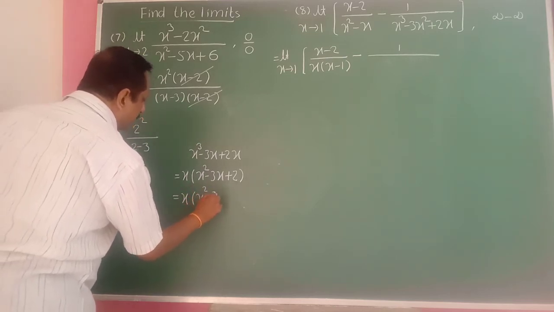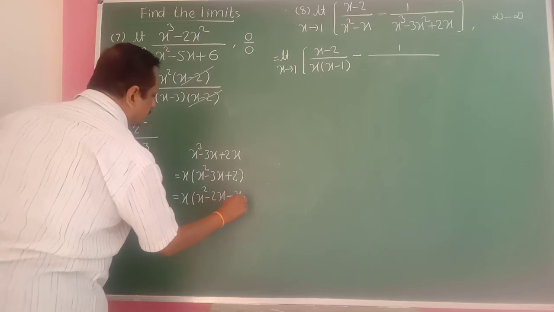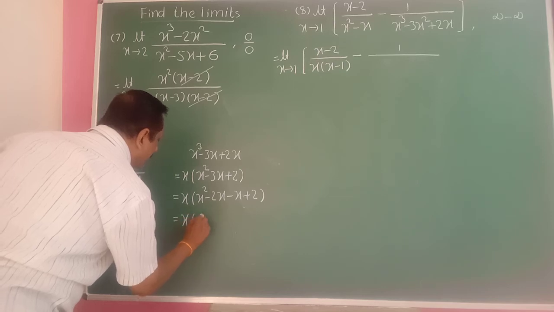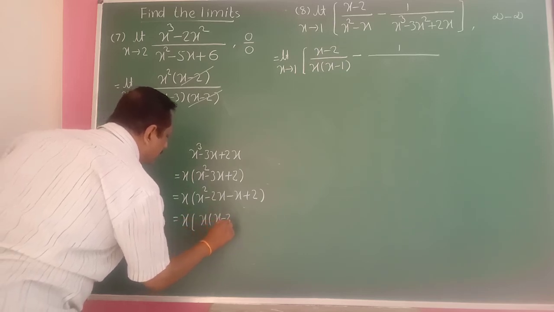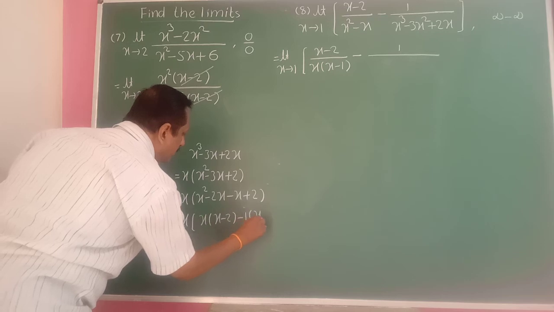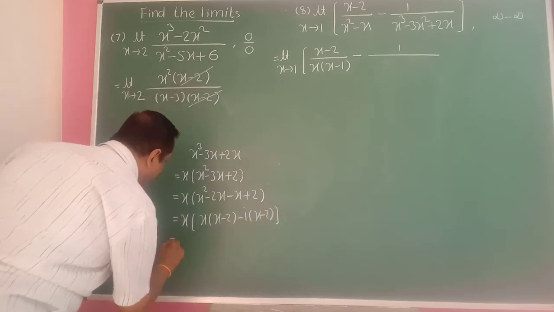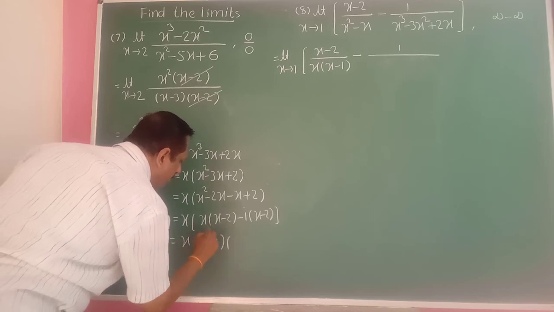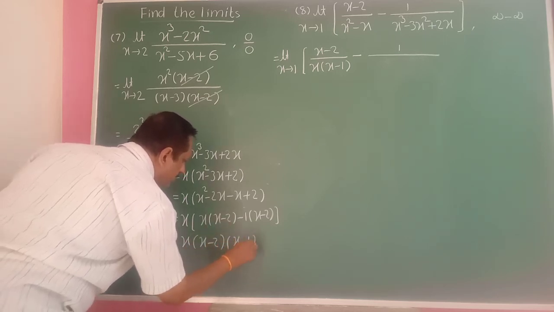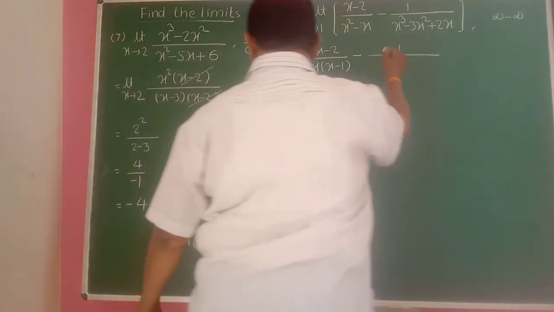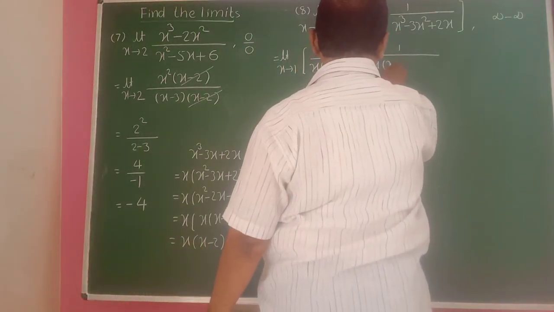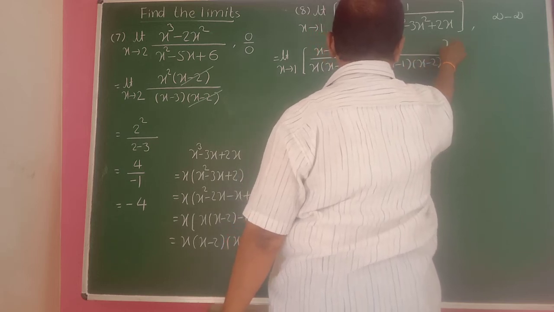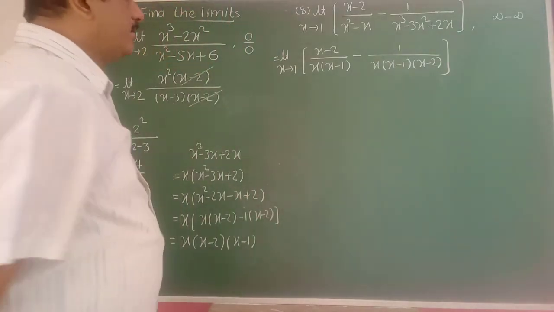x square minus 2x minus x plus 2. Therefore x into bracket x into x minus 2 minus 1 into x minus 2. Therefore x minus 2 common, into x minus 1. Therefore here this denominator is x into x minus 1 into x minus 2. Okay, complete here. Then we take LCM here.